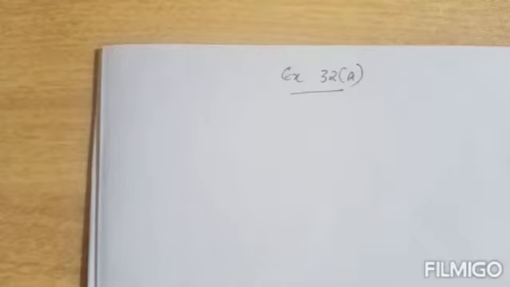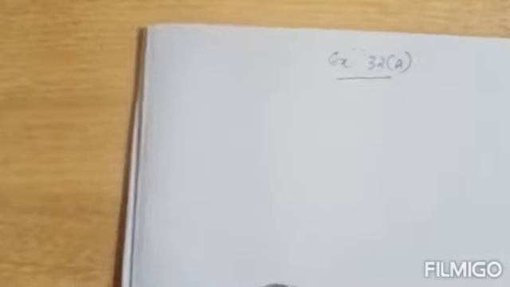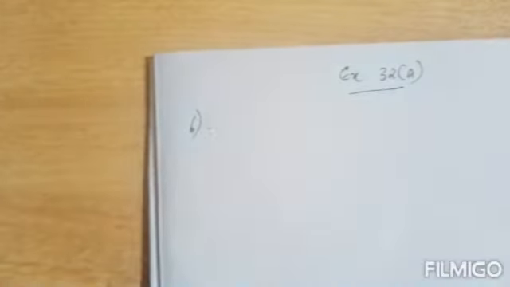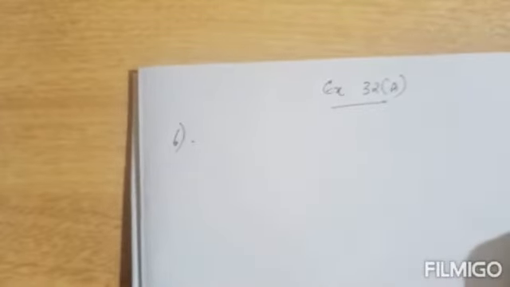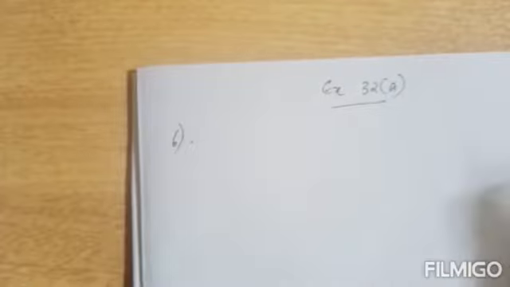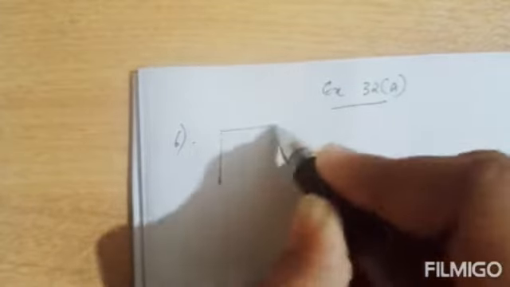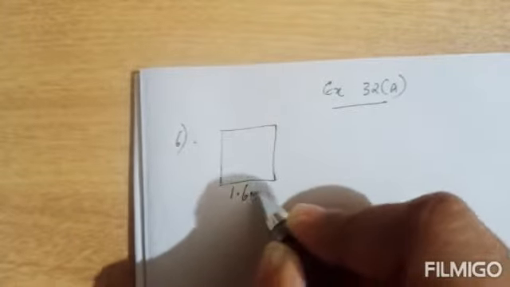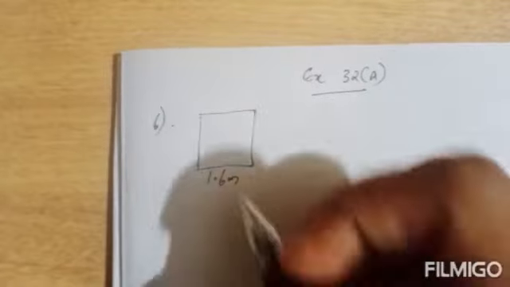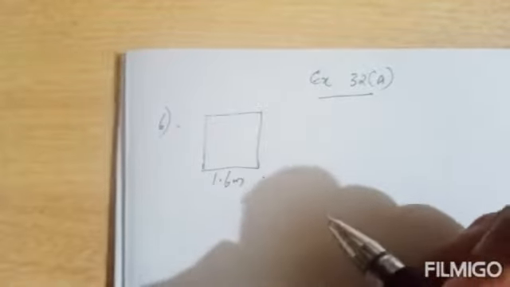So we have been discussing chapter 32, perimeter and area of plane figures. In exercise 32a, sixth question: find the perimeter of a square whose each side is 1.6 meter. All sides will be 1.6 meter only.